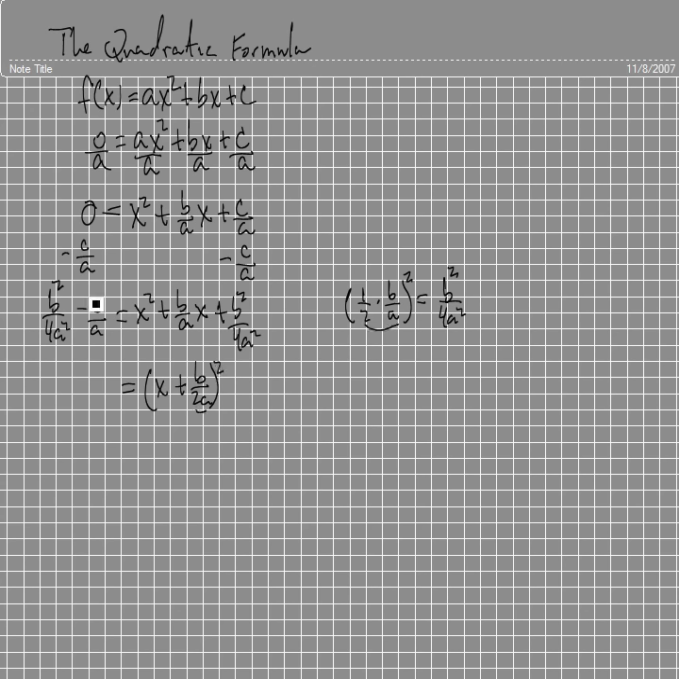Right? On the left side, we need these to be added together. They're fractions, so we have to make them have the same denominator. Once they have the same denominator, we add the numerators, keep the denominator. Now notice we have something squared on one side of the equation and a number on the other. We apply the square root property. It says we take the square root of both sides.